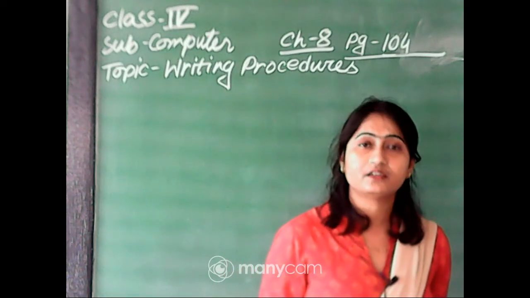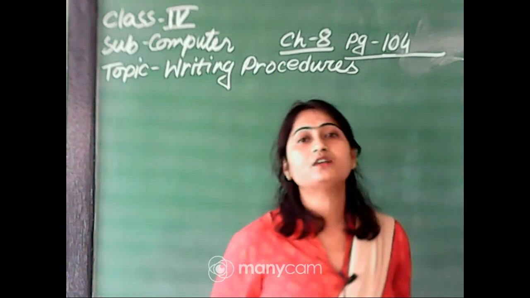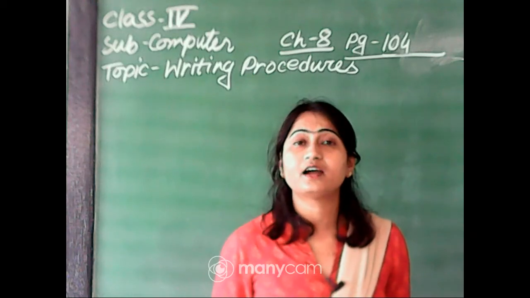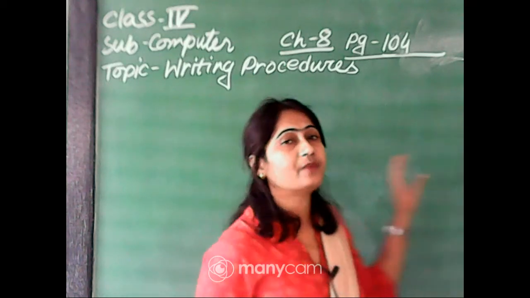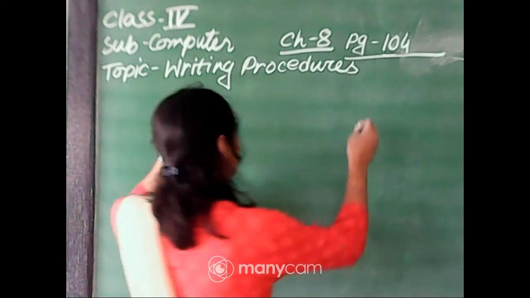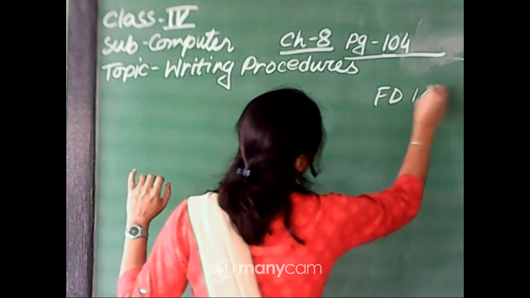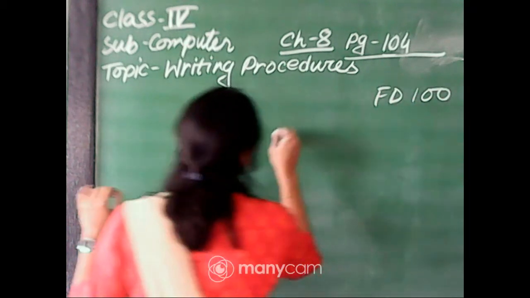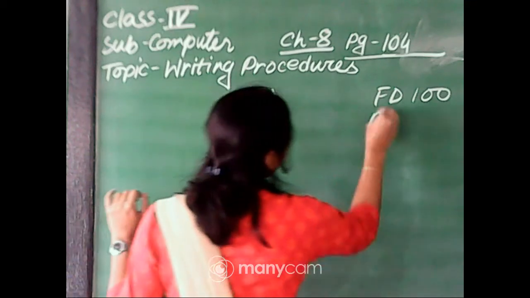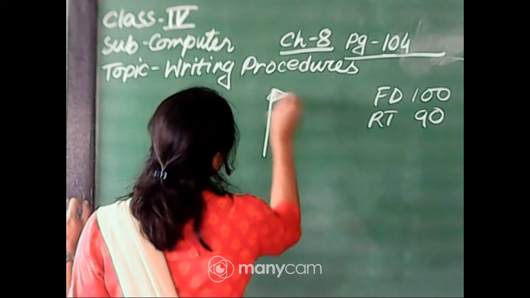So today I want to discuss the repeat command. Suppose you want to draw a square, and all the lines are 100 units. Then first you have to write FD 100, and the turtle will move in this direction. Then RT 90, and the turtle head will move to this side.